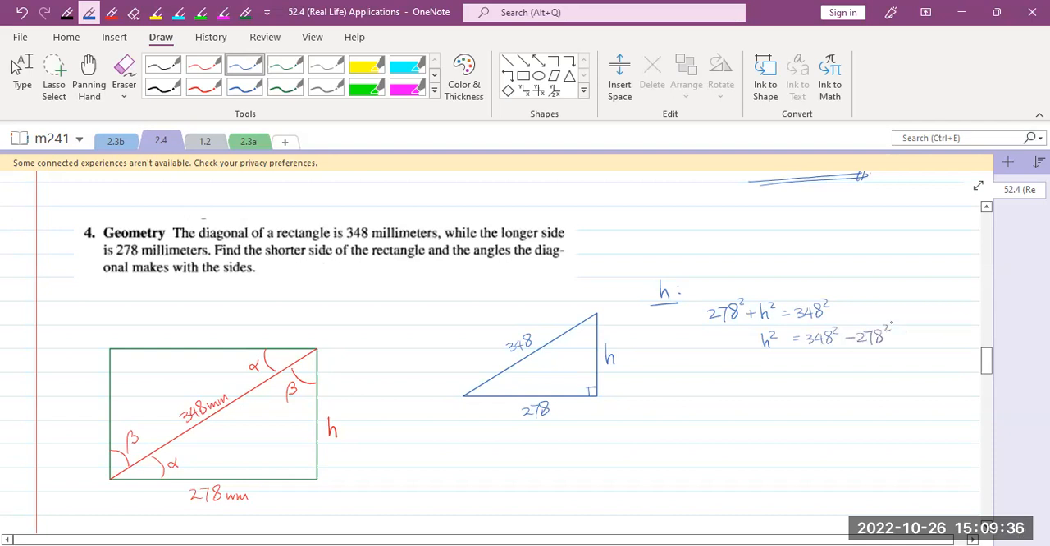Now from there you use your calculator. If you have a calculator, of course, it is easy to compute 348 squared minus 278 squared. This is 43,820. So the h, the height, will be the square root of that, which is 209.33227 millimeters.